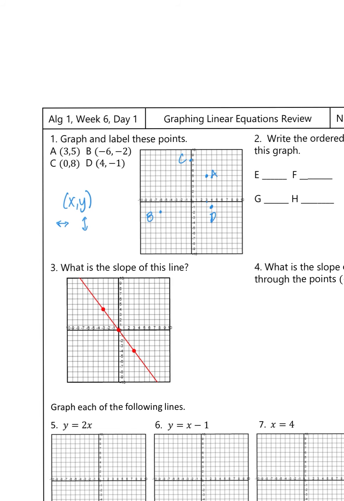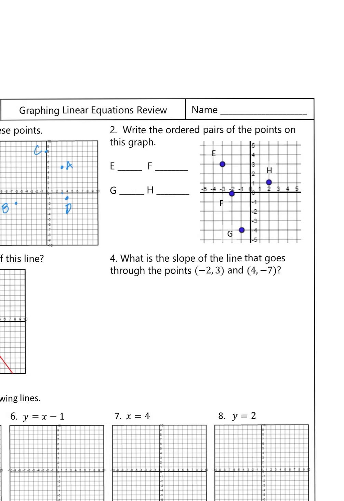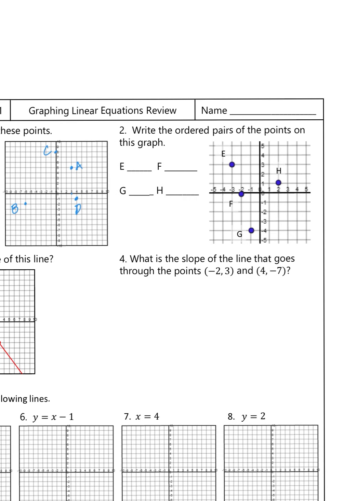Now let's do kind of the opposite. We're given points and we're being asked to go ahead and name them with their ordered pairs. So again, x is first, y is second. We want to, for each of these, count how much we're going left or right, and then count how much we're going up or down. Remember that left is negative and down is negative. So for E, that's this point right here. And so we have to go left to -3 and up to +3. So that is the point -3 comma 3.